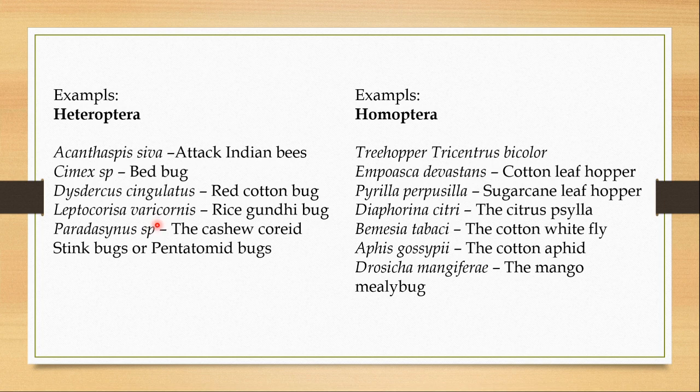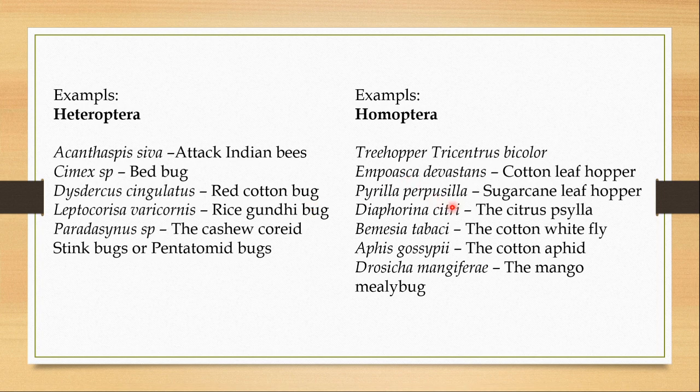Then we have Leptocorisa varicornis, which is the rice gandhi bug. This is a pest of cotton and this is a pest of rice. We are going to study both of them in this course. Then Paradasynus species, which is the cashew coreid. And of course, there are stink bugs or pentatomid bugs under suborder Heteroptera. Under suborder Homoptera, there are many other insects. There are tree hoppers like Tricentrus bicolor. There is the cotton leaf hopper or Empoasca devastans. We are going to study this one.